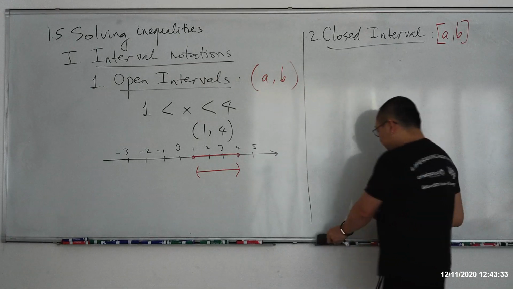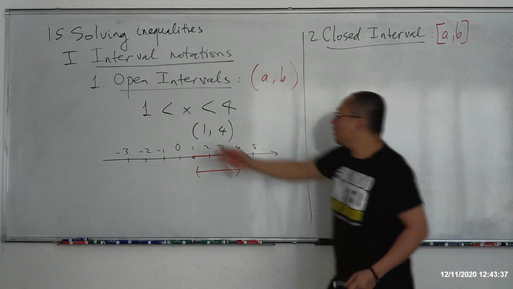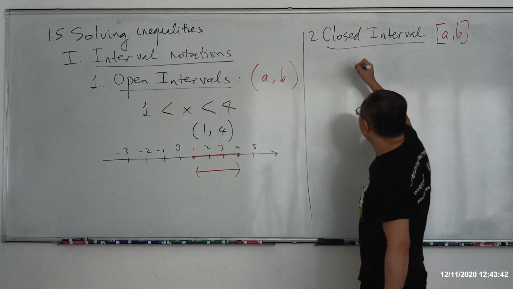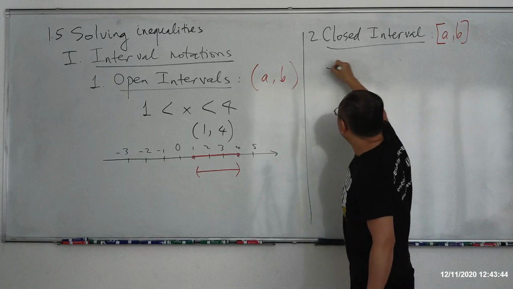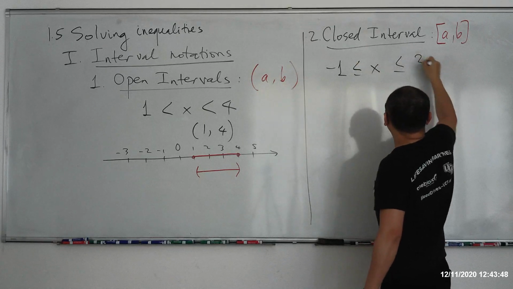Okay. The idea is very similar to the open interval, but this time our inequality is going to include the equal sign. So if you have something like, say, -1 less than or equal to x and x less than or equal to 3, for example.